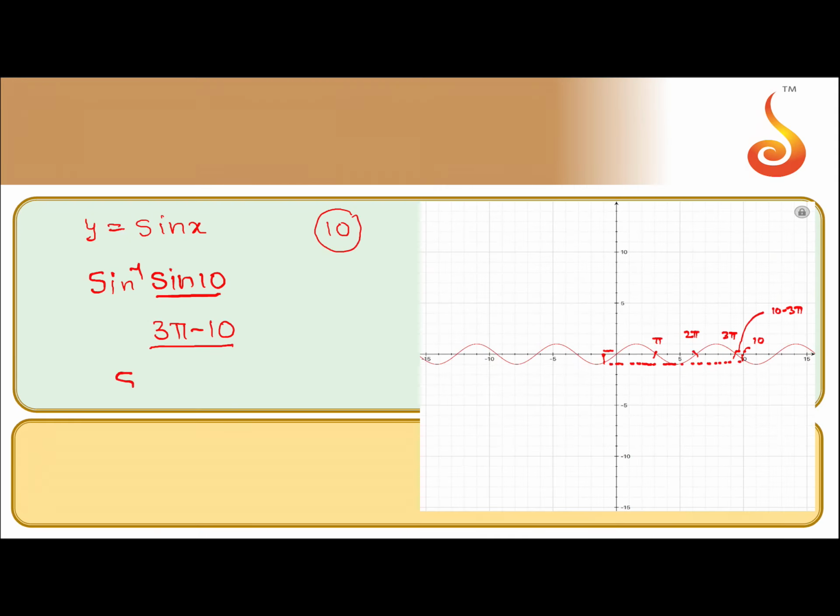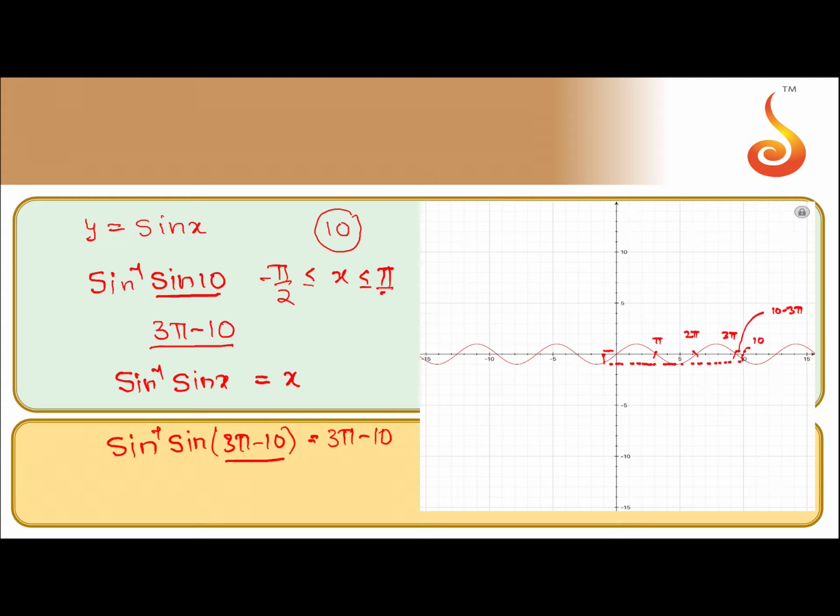Now, associated with this, sine inverse of sine x is equal to x. So we brought it into the principal angle. It means sine inverse of sine of (3 pi minus 10) will give you 3 pi minus 10, because you brought it to the principal angle. So this value lies in the principal angle. What is the principal angle? We are taking x from minus pi by 2 to plus pi by 2.